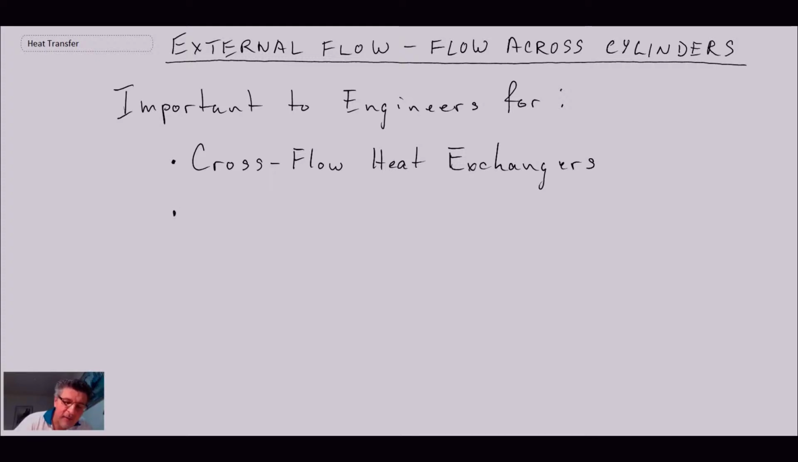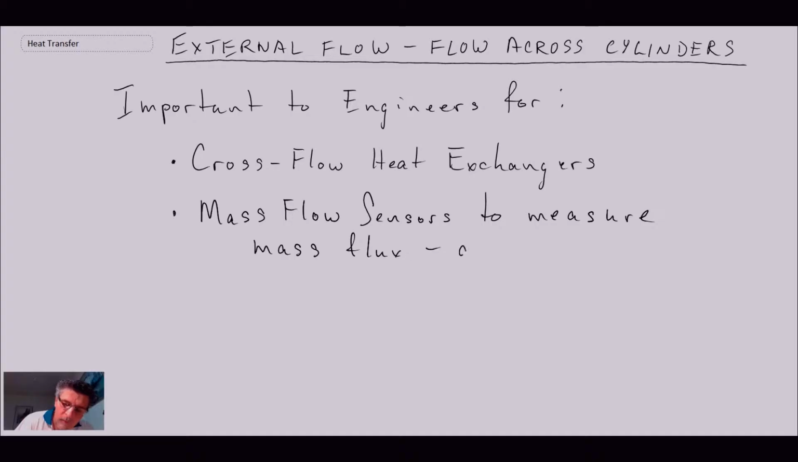Another place could be mass flow sensors inside of automobiles for measuring the mass flow rate of air coming in. And a third application could be in the measurement of velocity for either experimental or HVAC applications, heating, ventilation, and air conditioning. And these are quite often referred to as hot wire anemometry or hot wire anemometers.